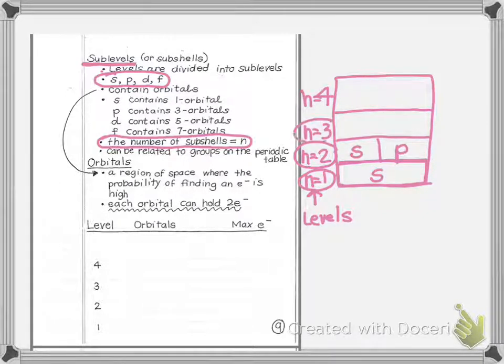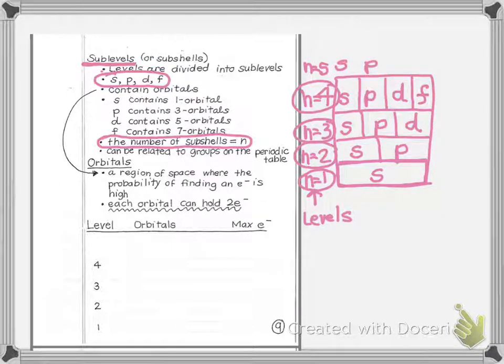If I'm in level 3, how many sublevels would I have? 3. 1, 2, 3. So I have an S in here, a P in here, and a D. And then if I have 4, I have S, P, D, and F. Now for all the elements we know, we won't have to go past F. So even if I went to N equals 5, even though it should have 5, it would still just have S, P, D, and F.